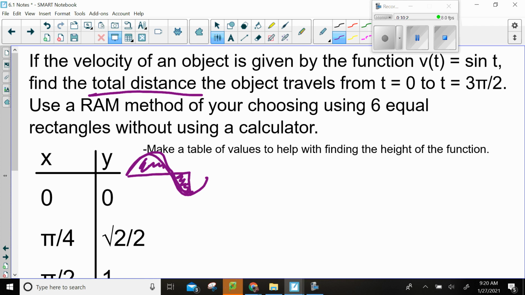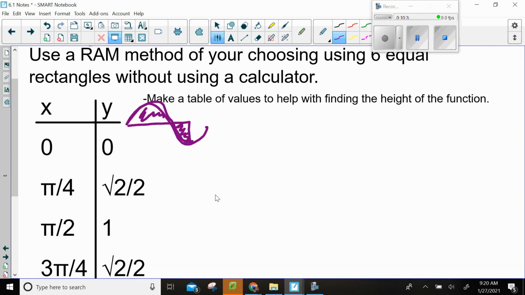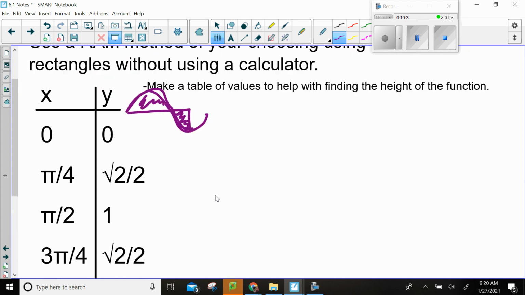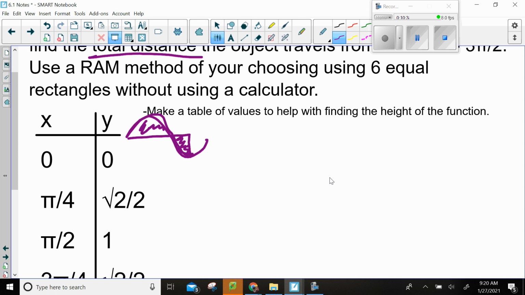So right RAM, left RAM, mid RAM. I didn't do the mid values in here, just simply because I don't want to do the sine of pi over 8 and end up with those half angle formulas. So let's do left RAM. Okay, our width of each is still going to be pi over 4. So I'm leaving that. So the left RAM on the first one is 0.